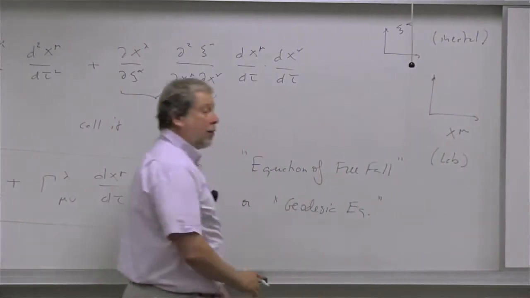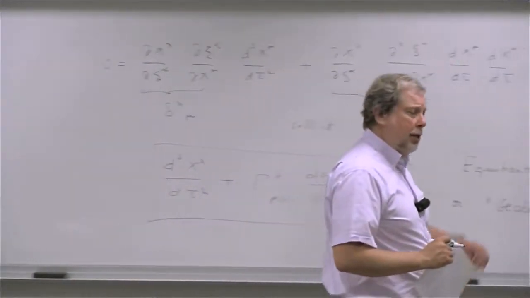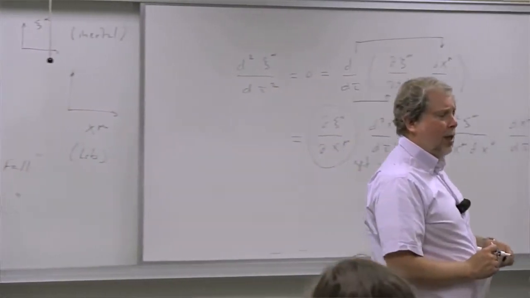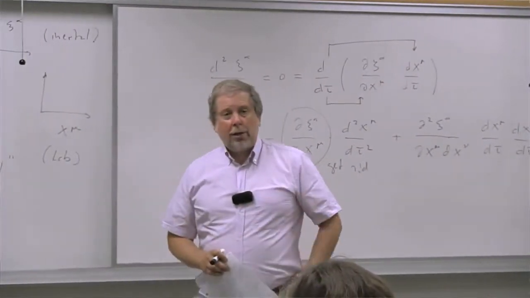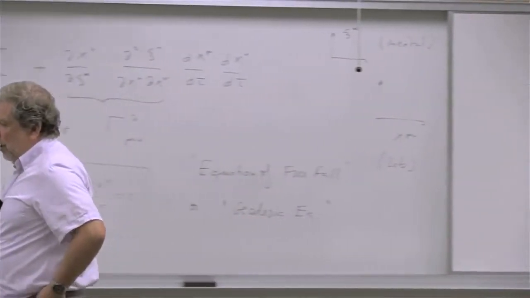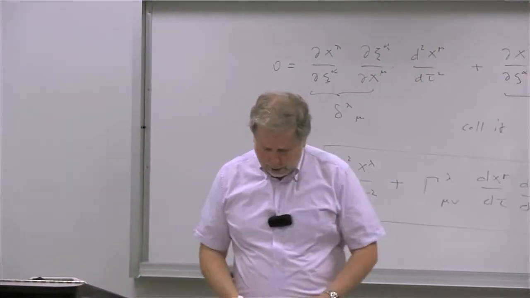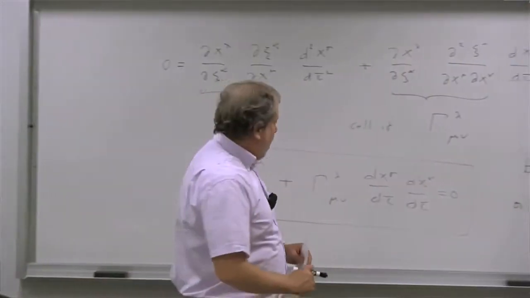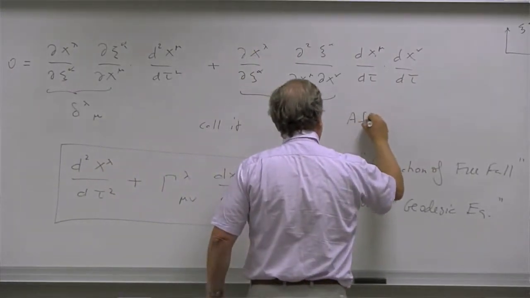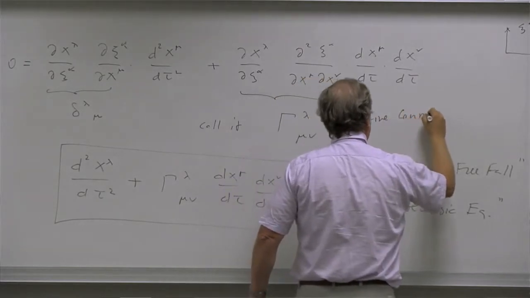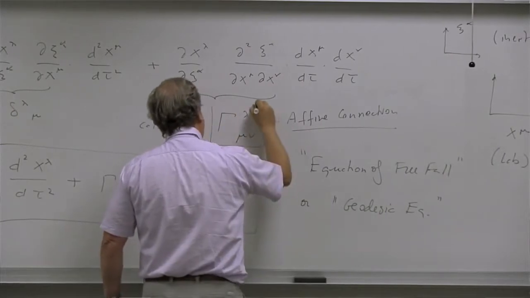equation. Why it is called the geodesic equation is not obvious at this point, but it goes by those two names. It's either the equation of free fall, from what we discussed, or the equation for geodesics, because it will turn out that particles in a gravitational field in this general theory follow geodesics in space-time, which are the shortest or perhaps the longest paths. And this object here is called the affine connection.